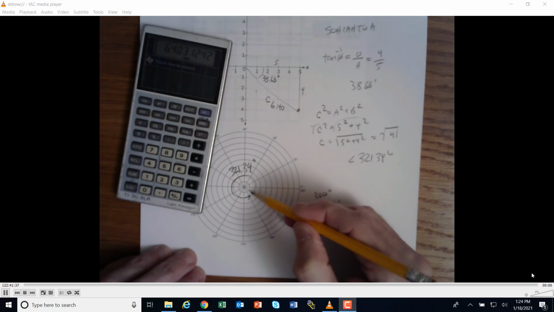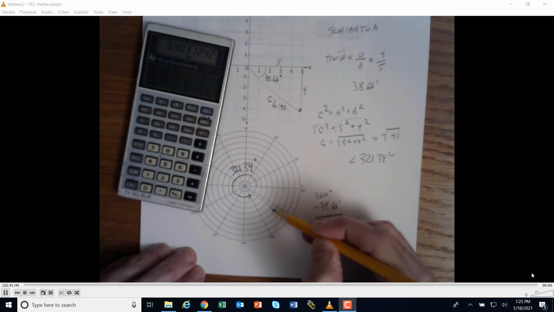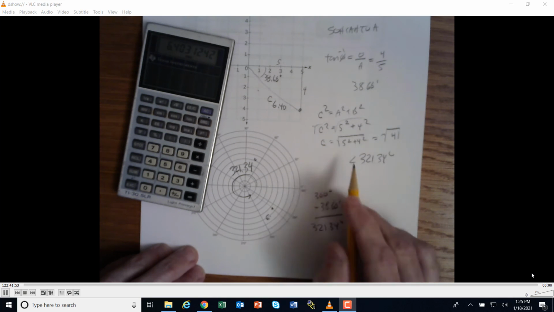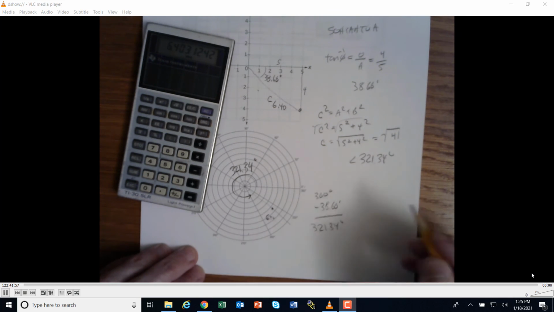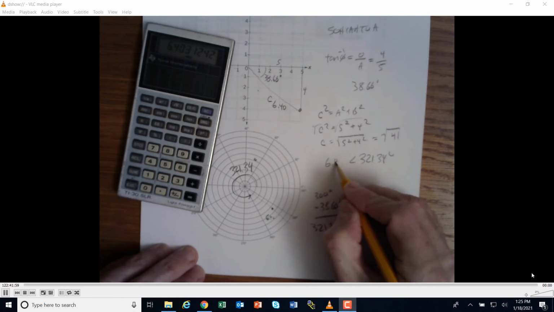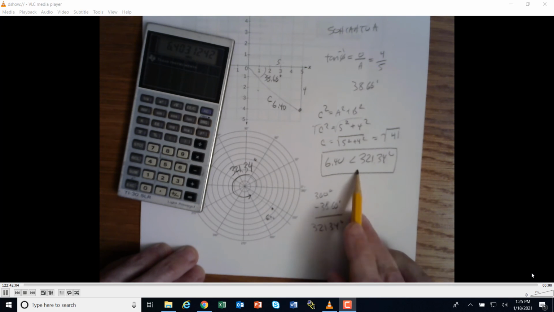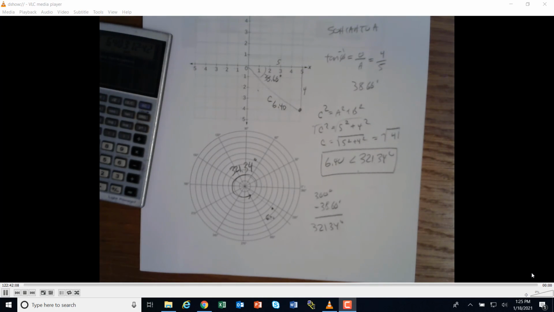So if I plotted it here, we would be going 1, 2, 3, 4, 5, 6, and maybe a half, so right about in here. This distance would be 6.40. So we would go 6.40 at an angle of 321 degrees. That's our polar, and this is what it looks like plotted on our rectangular.